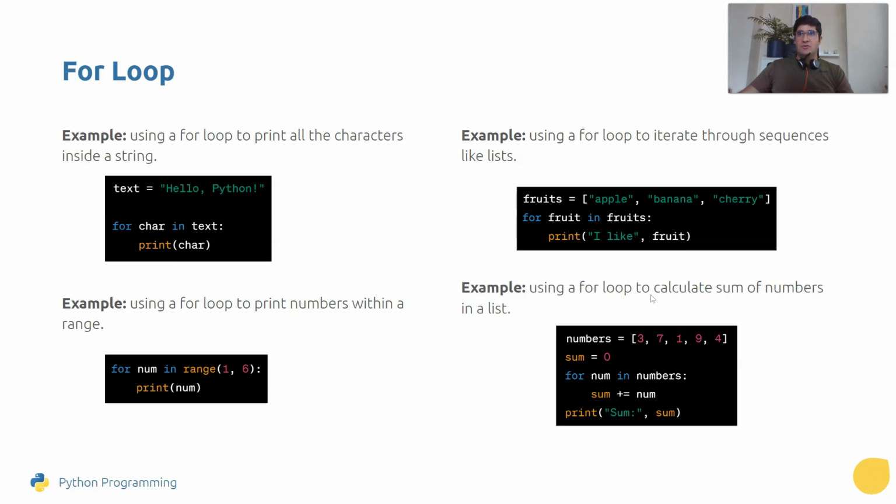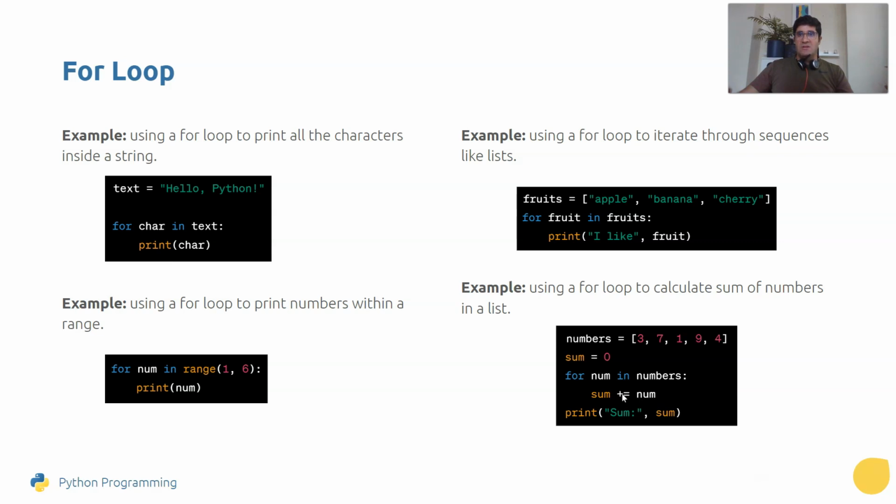Using a for loop to calculate the sum of numbers in a list. If you have a list of numbers such as 3, 7, 1, 9, 4, this is a list of numbers. To calculate the sum of those numbers, we created another variable. At the beginning we assign 0, then we say for num in numbers, add this num to the sum and put the result again inside the sum.